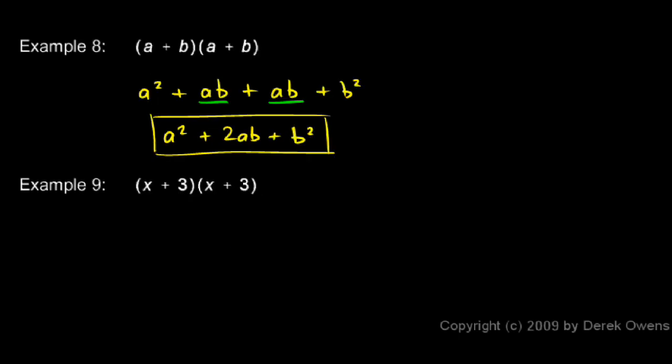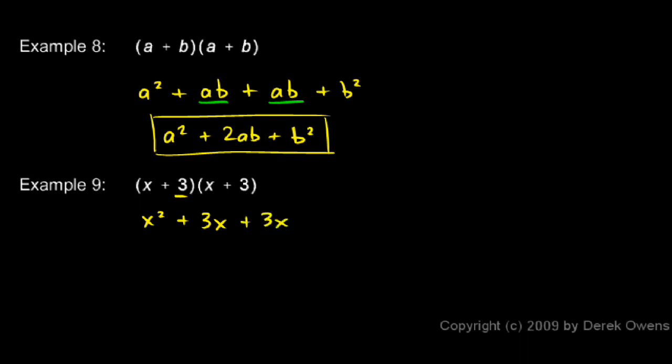And example 9, x plus 3 times x plus 3. Again, I'll do a FOIL. The first terms are both x, so that gives me x squared. The outer terms, x and 3, multiply those, that is a 3x. And the same thing happens with the inner terms. The 3 and the x also give me a 3x.